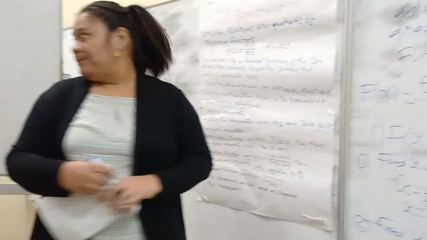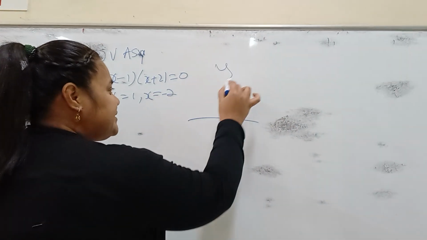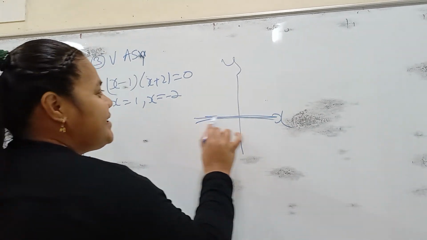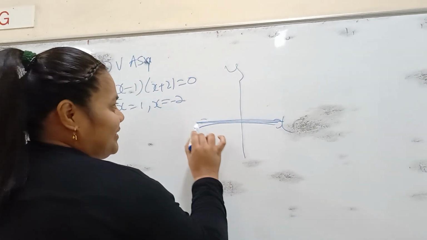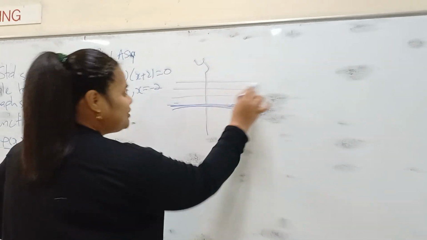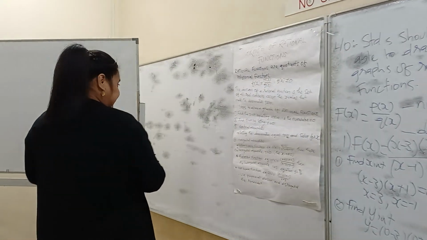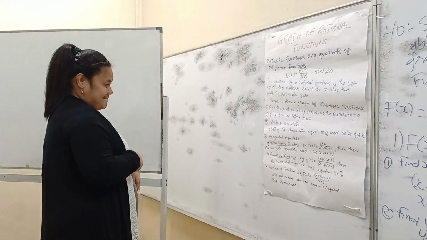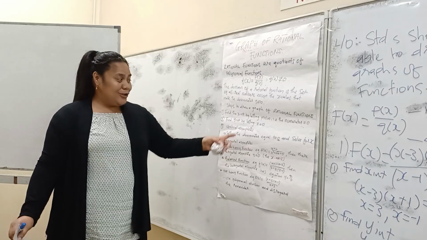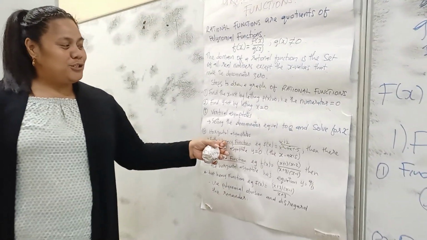We know that's the y-axis. This is the x-axis, and this one is the y asymptote. Y equals 1, y equals 2, y equals 3. Right? This is the y asymptote. And the second one, so we cannot use this one, okay? Because this one is the bottom heavy function.